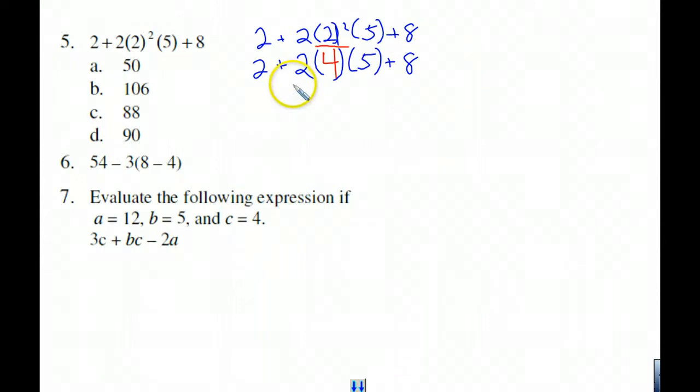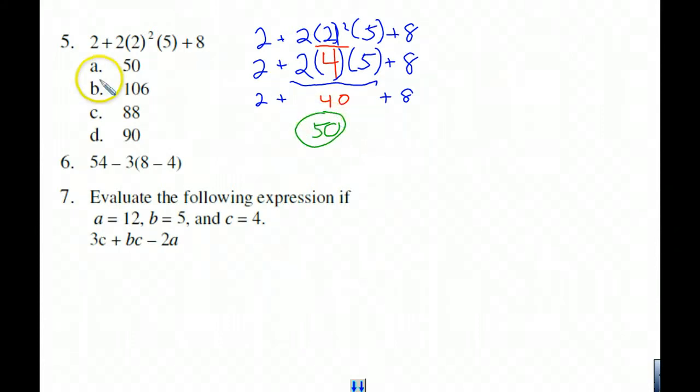So now we can do multiplication. So 2 times 4 times 5. Let's see here. 2 times 4 is 8. 8 times 5 is 40. Alright, and we'll bring down the plus 2 and the plus 8, and now do the addition. 2 plus 40 plus 8 equals 50. So we get A is the answer.